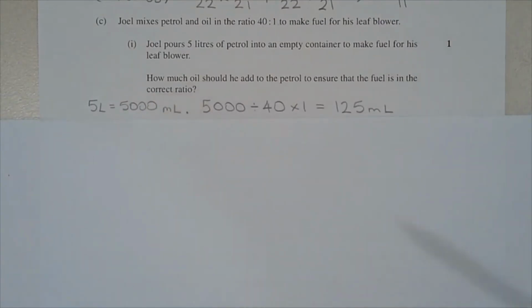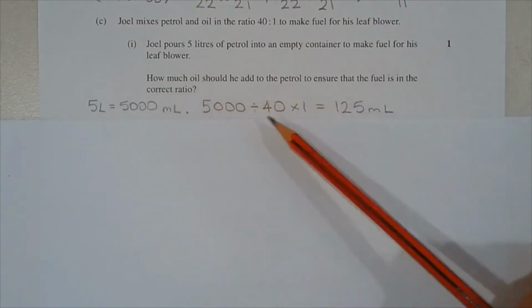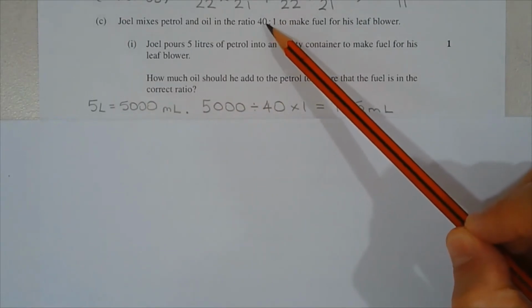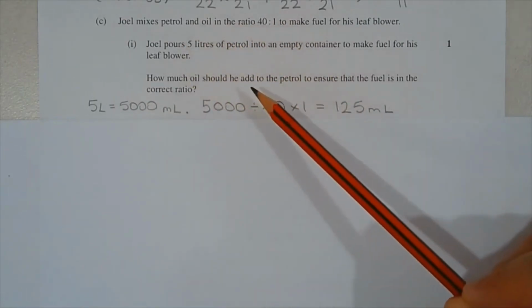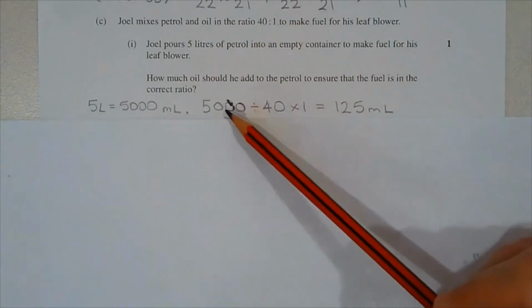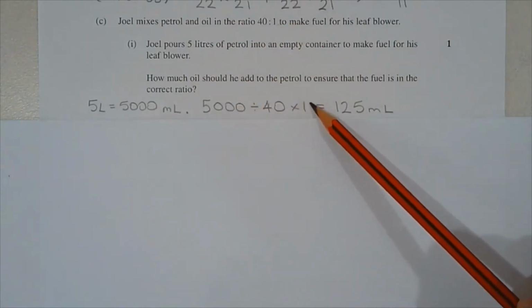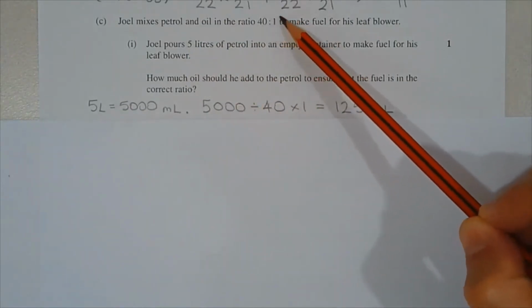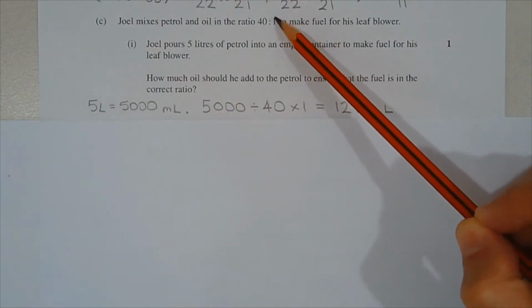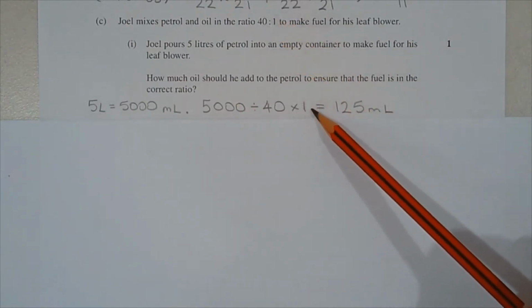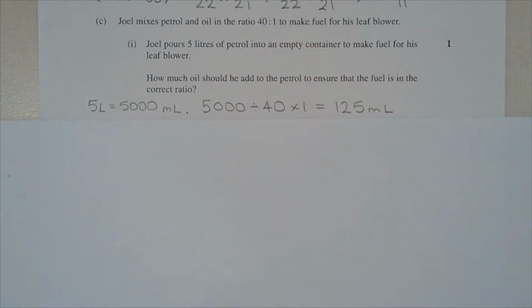Now to work out the amount of oil, 5,000 divided by 40, since 40 parts corresponds to 5 litres of petrol. So the value of 1 part is found by dividing it by 40, but then we multiply it by 1 because that corresponds to the second term of the ratio. So whatever this number is here, that corresponds to this number here. And that equals 125 millilitres of oil.